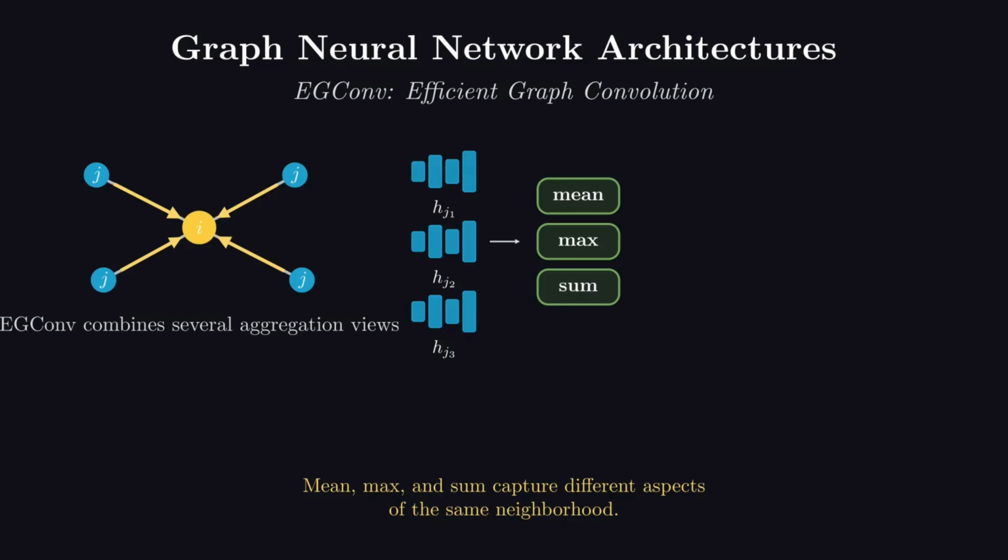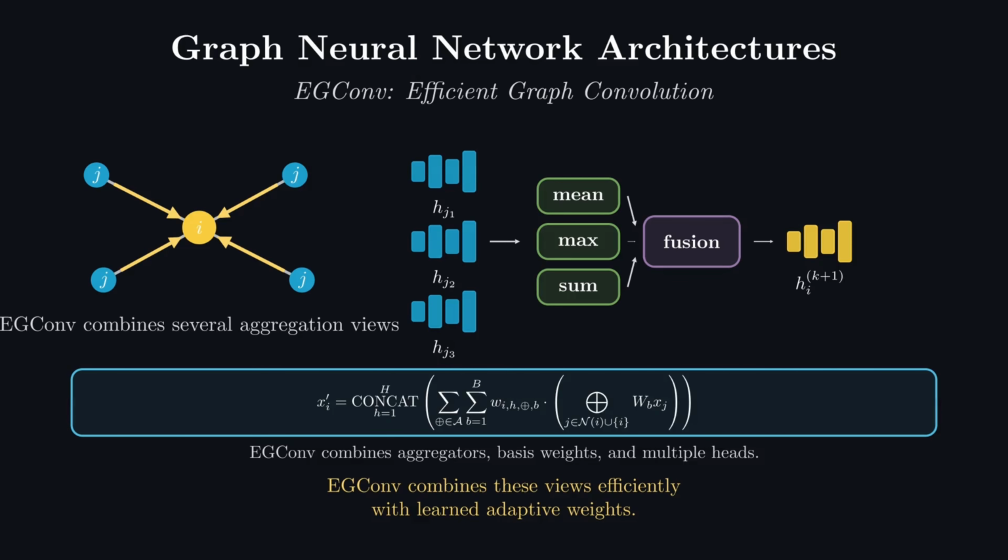Mean captures the average behavior of the neighborhood. Max captures the strongest feature response. Sum keeps more information about the total amount of neighbor information. These different aggregation results are then sent into the fusion block. The fusion block combines them into one updated node representation. The output on the right is the new embedding of node I at the next layer.